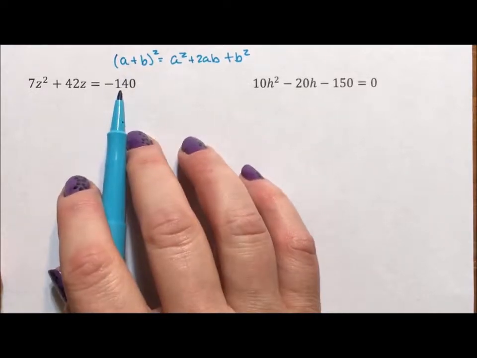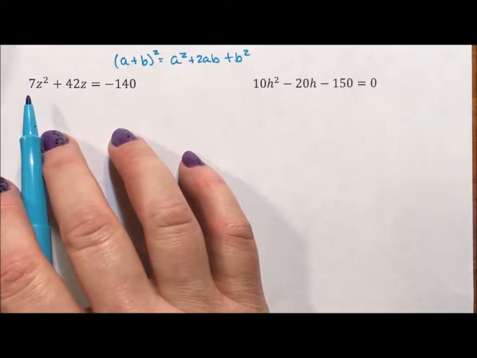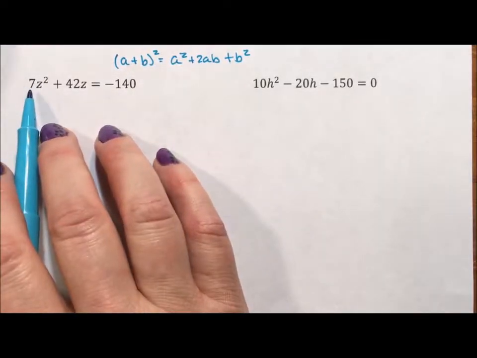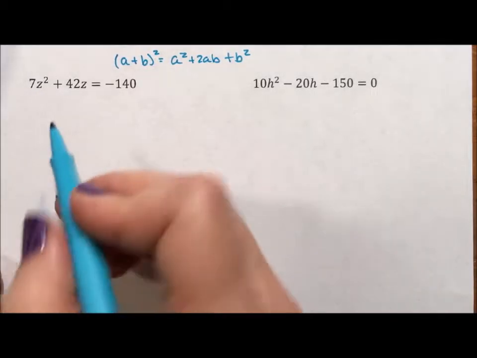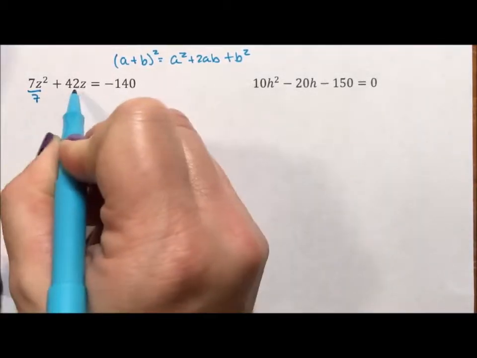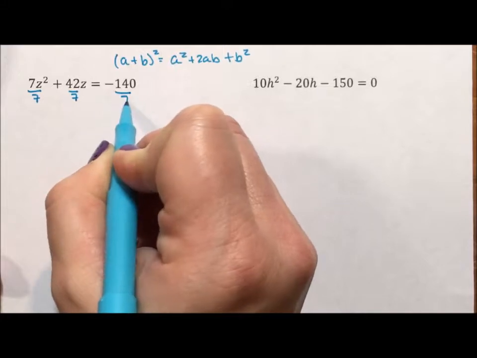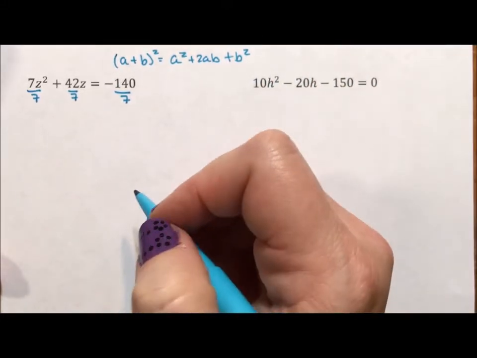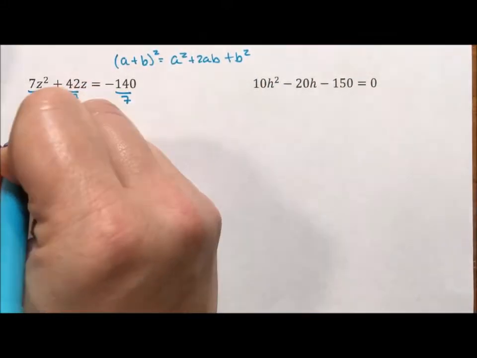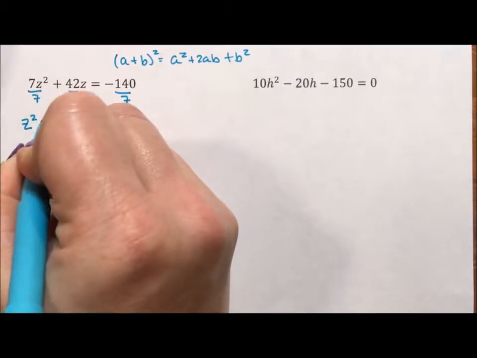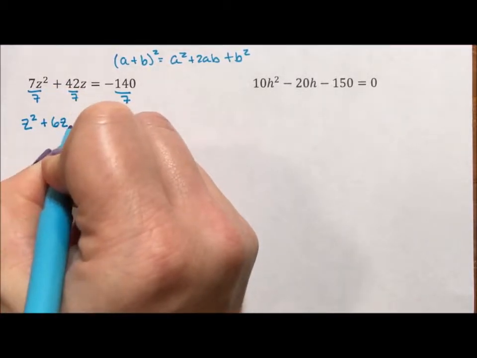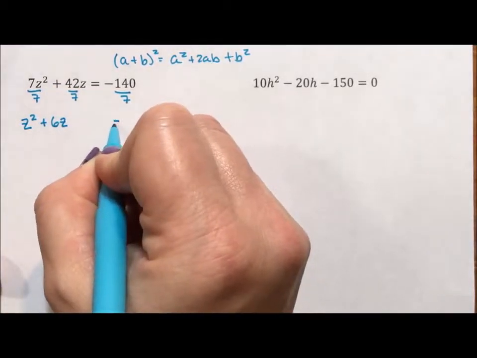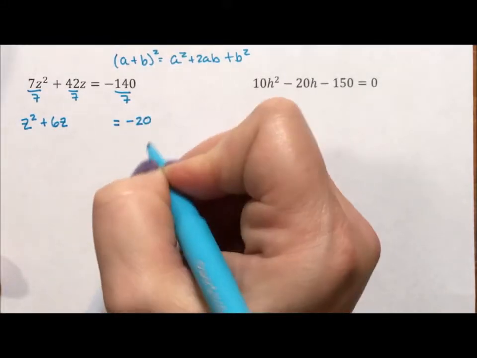First of all, we need the number in front of the z squared to be 1. If I divide all three numbers by 7, I can do this because of the equal sign, so I'm really dividing both sides by 7. I end up with z squared plus 6z. I'm going to leave some space here, and I'm going to say equals negative 20.